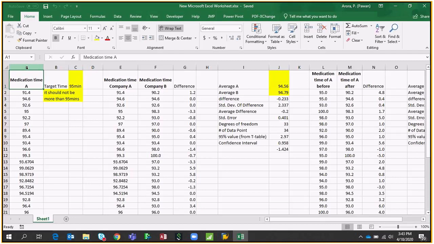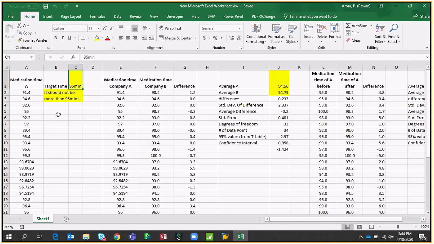You can see there is medication time for medicine A. This is the data which I collected and I'm using for some of my videos as well. So this is medicine A, and we have data of medication time for it. We are checking whether the average for this particular medicine is 95 minutes or not, and the target is that it should not be more than 95 minutes.